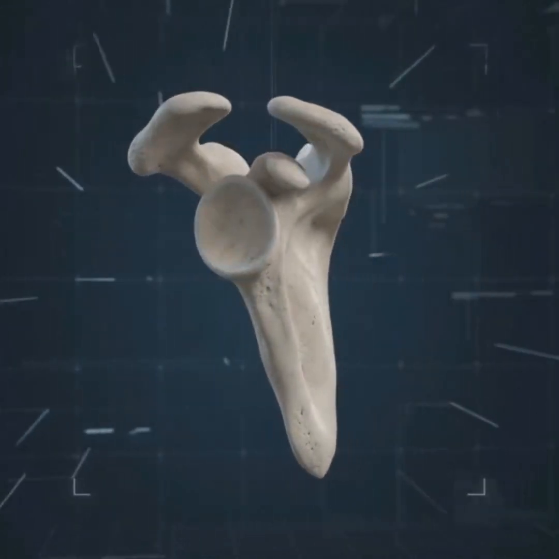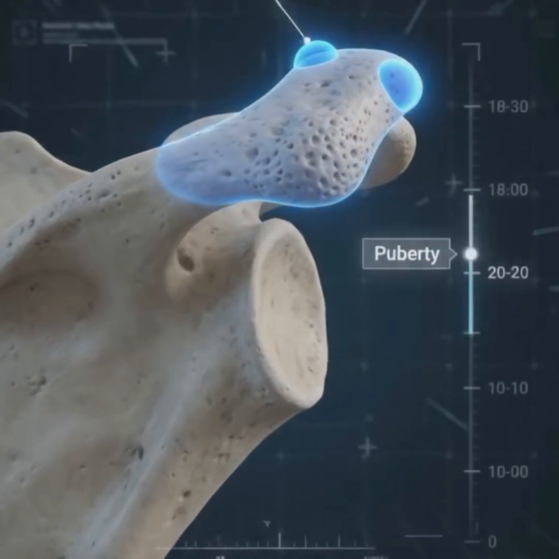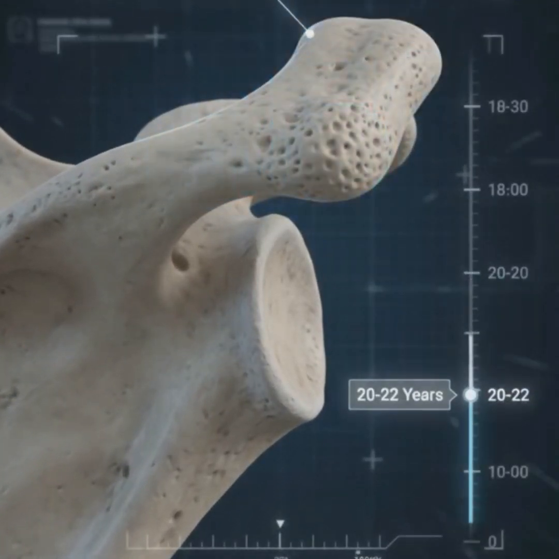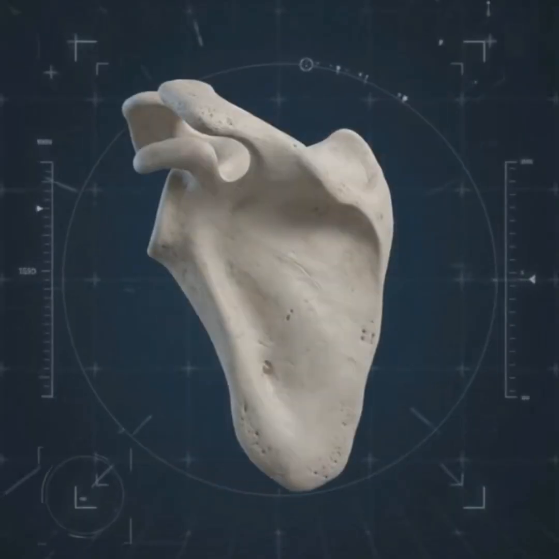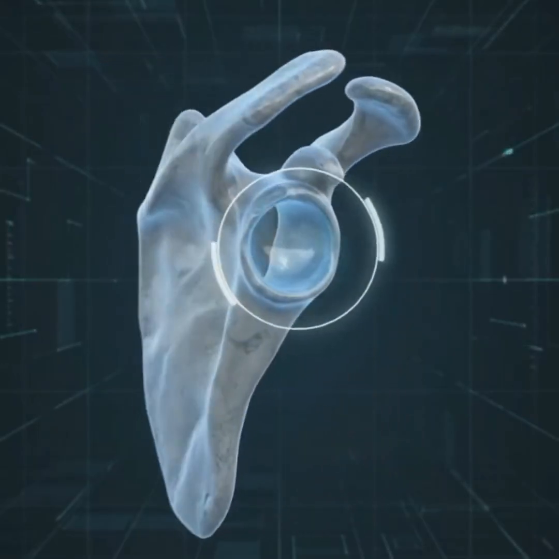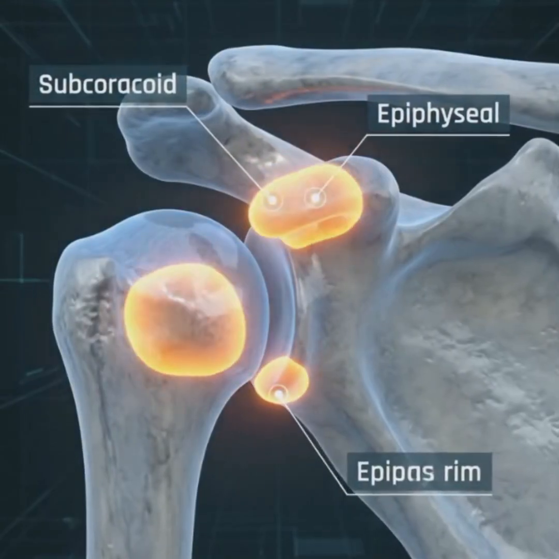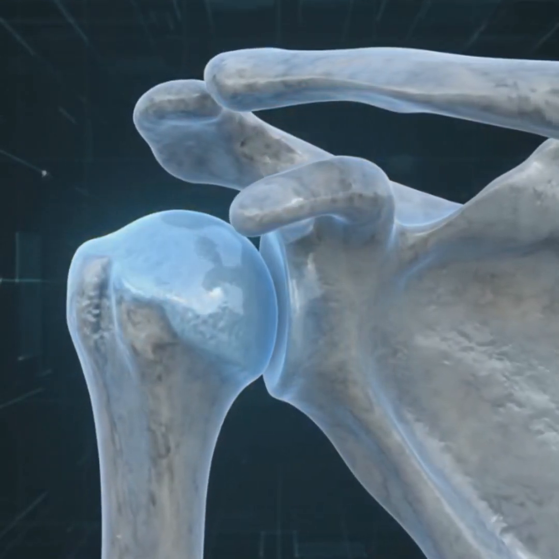The acromion process has 2 secondary centers. They appear at puberty, and complete fusion occurs between 20 and 22 years of life. Let's review secondary ossification. The glenoid cavity has 2 centers. They appear between 10 and 11 years. Complete fusion occurs later, between 16 and 25 years.